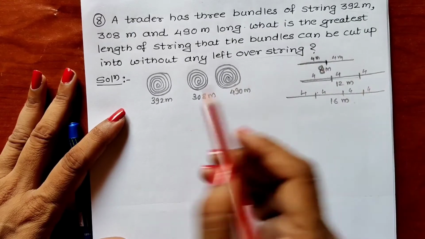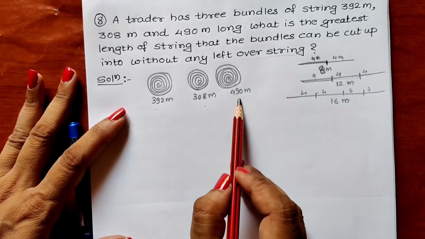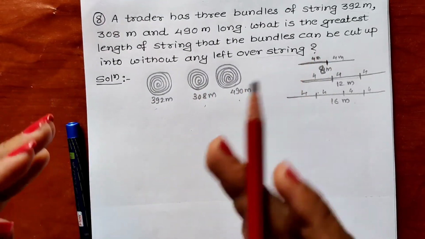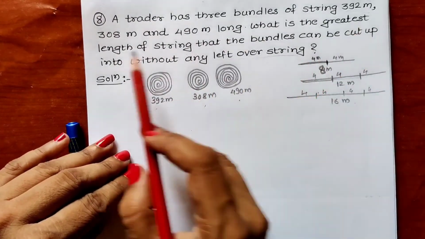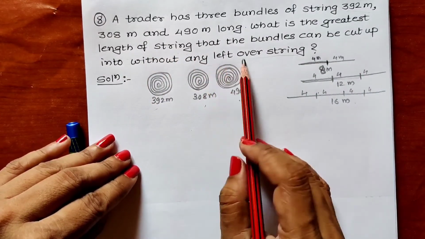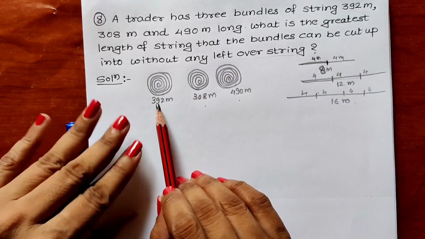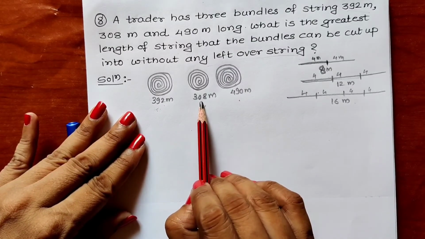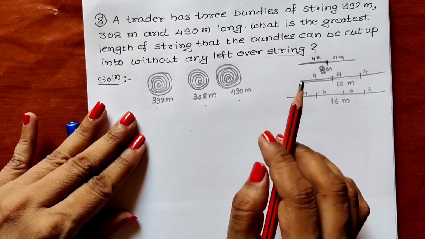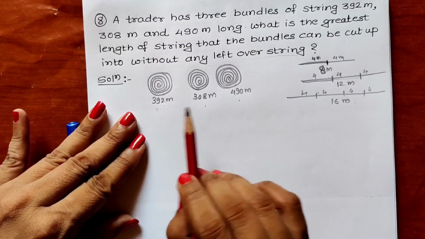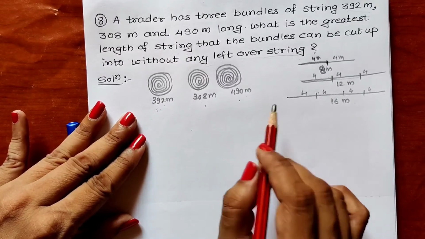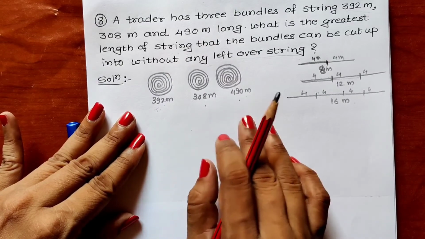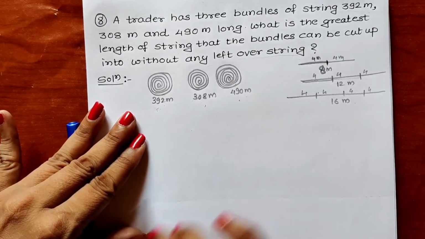So in this way we have to divide this 392, 308 and 490 meter of string into small pieces of string, but we have to see that there should be greatest length of string and there should not be any leftover string. So what we have to do, that means we have to find the greatest common factor of 392, 308 and 490. It is that much simple. We have to find HCF, highest common factor of these 3 numbers, and we all know how to find the highest common factor of 3 numbers. So let us find out.